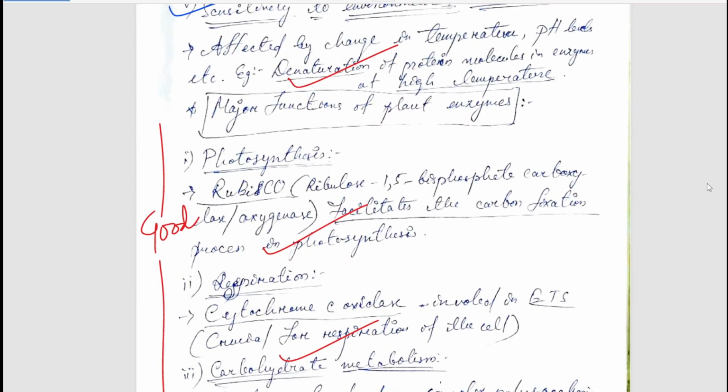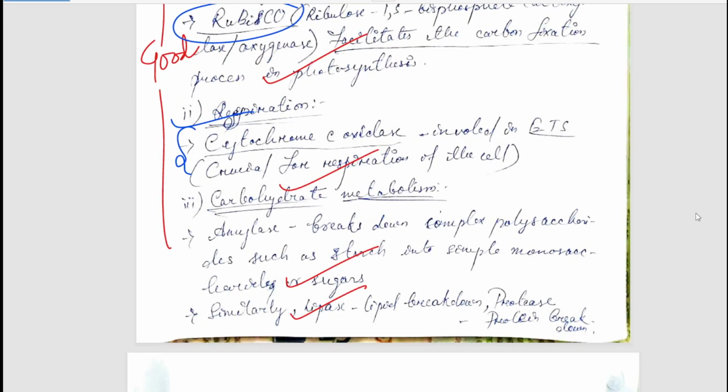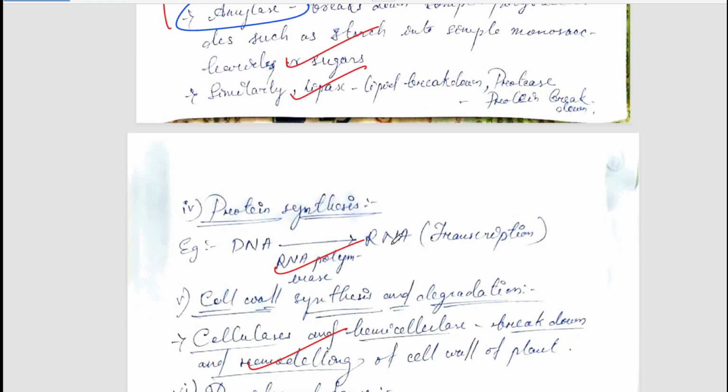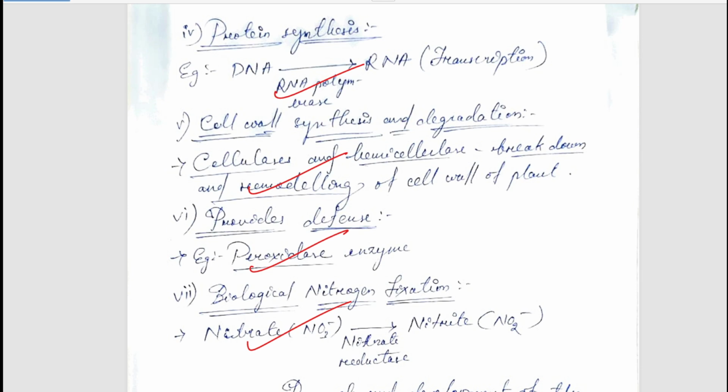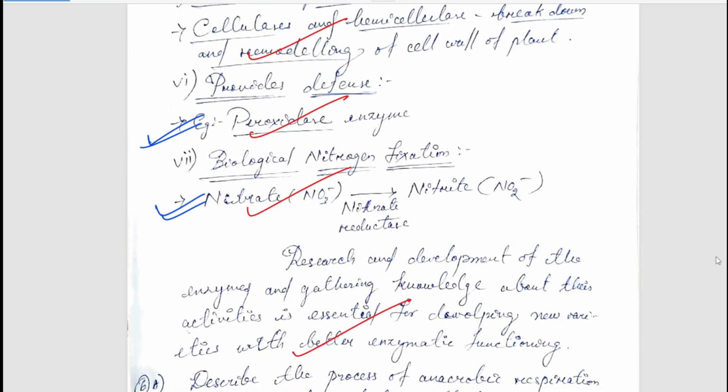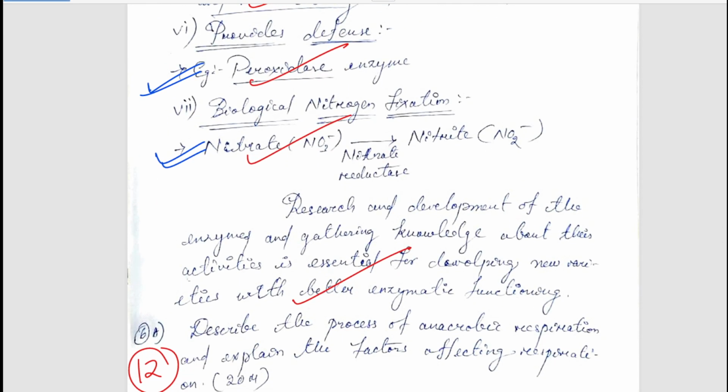Okay. Functions have been mentioned. Obviously, enzymes are used in photosynthesis, such as rubisco, and in respiration. Okay, and you can see the examples of enzymes have been well mentioned, so that is good. Carbohydrate metabolism, such as amylase, protein metabolism, such as protease, or you can say protein synthesis. Okay, so all these things have been well written. You can simply pause and read it, and you can note down the examples also if you don't have them written in your notes or in your answers. So this was the question.